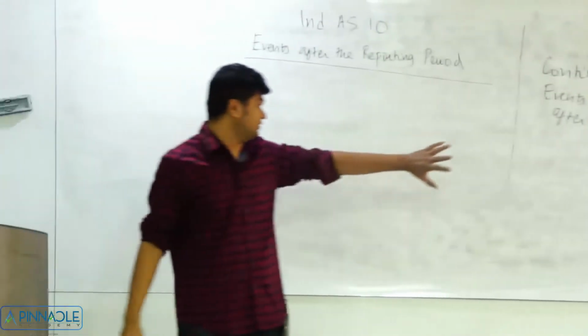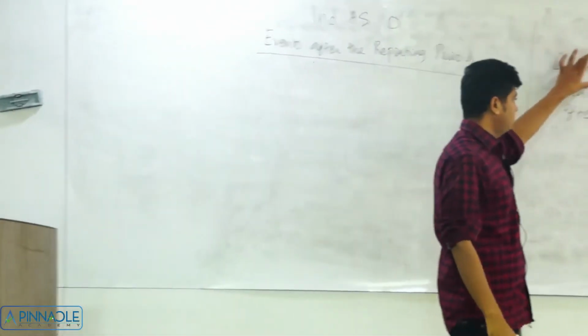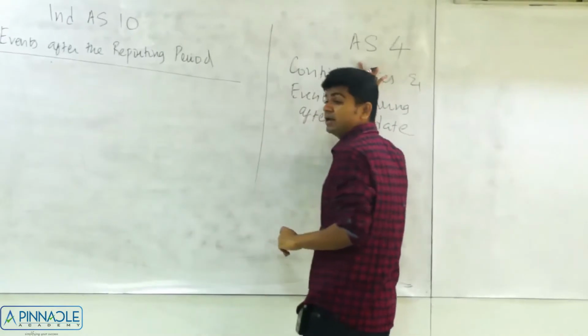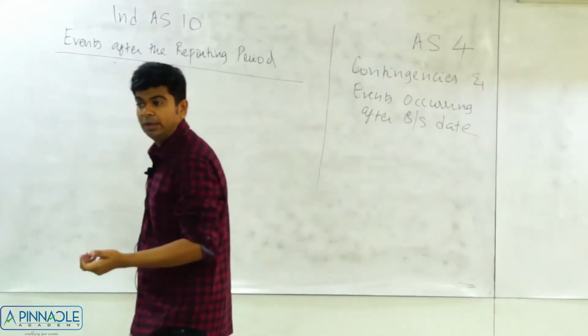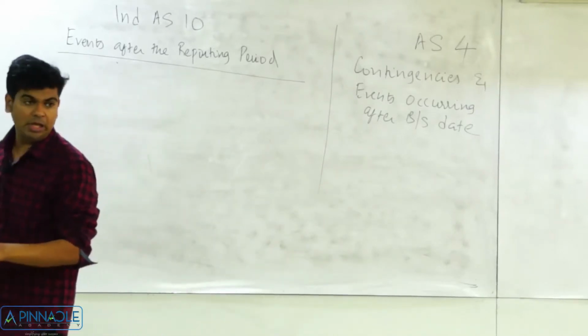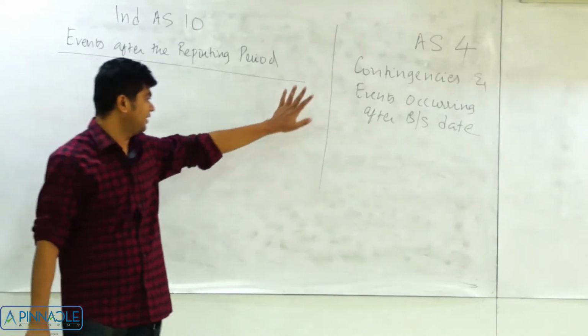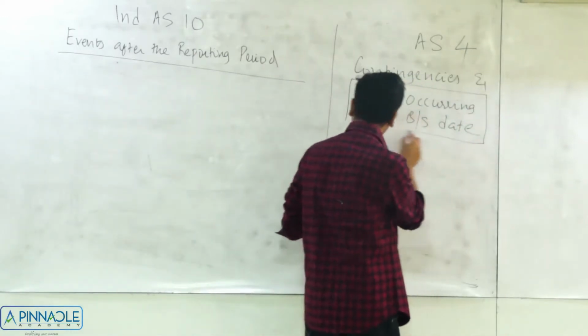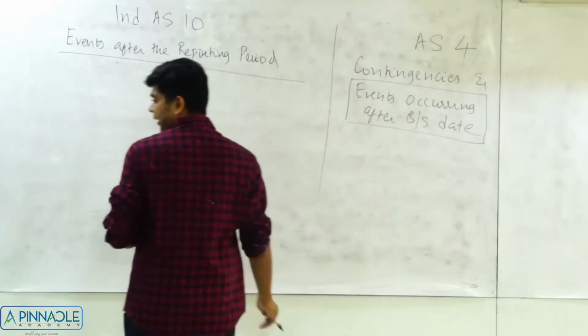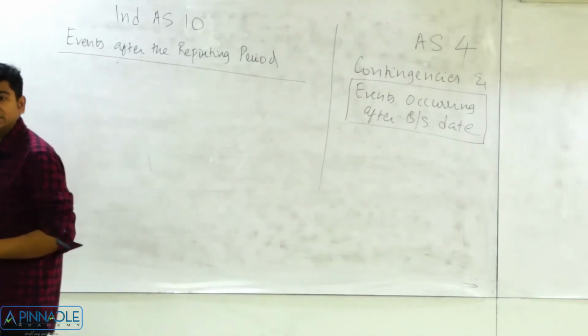We will not discuss the contingencies over here because these contingencies are taken care of by contingent liabilities, which we will do when we will cover Ind AS 37. So at that time we will deal with the contingencies. So right now we compare the two with respect to events occurring after the balance sheet date.